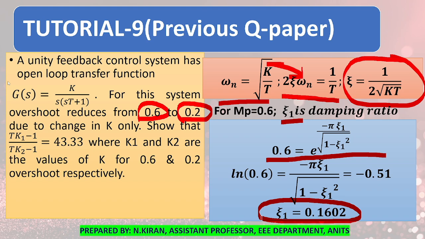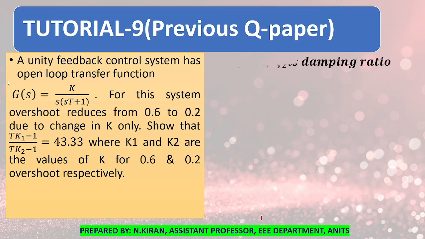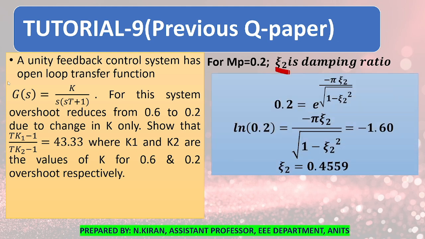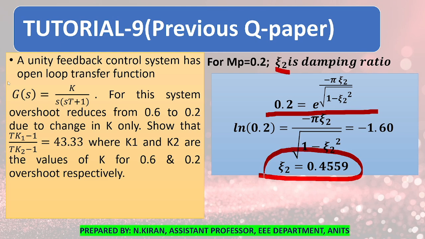In the second case, for Mp equal to 0.2, I will assume the damping ratio to be zeta 2. Again, according to the formula, 0.2 is equal to e power minus pi zeta 2 divided by root over 1 minus zeta 2 square. Taking natural logarithms on both sides gives the value of zeta 2 as 0.4559. So we have obtained the value of damping ratio in both the cases.